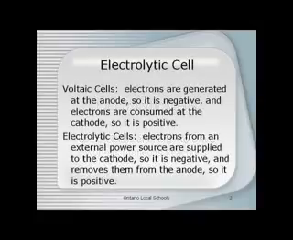A brief comparison of voltaic cells and electrolytic cells. In voltaic cells, electrons are generated at the anode, so the anode is negative, and electrons are consumed at the cathode, so it is positive. For electrolytic cells, electrons from an external power source are supplied to the cathode, so it is negative, and it removes them from the anode, so it is positive.